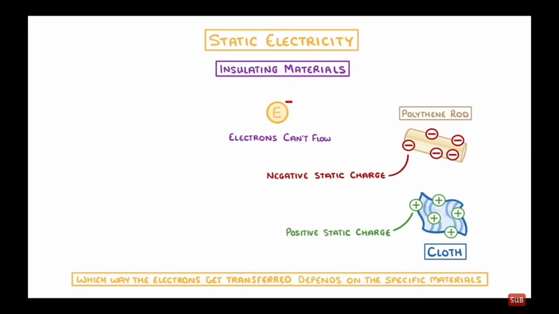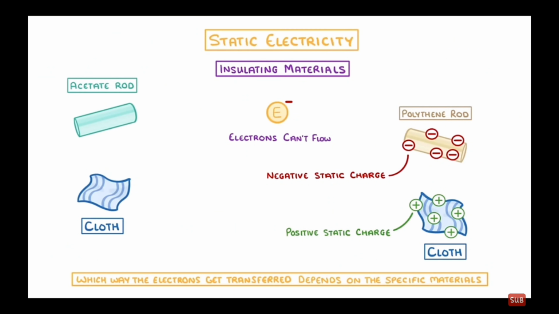Which way the electrons get transferred each time depends on the specific materials involved. For example, if we took a similar cloth and used it to rub an acetate rod instead, then the electrons would get rubbed off the acetate rod, leaving it positive, and onto the cloth, making it negative.